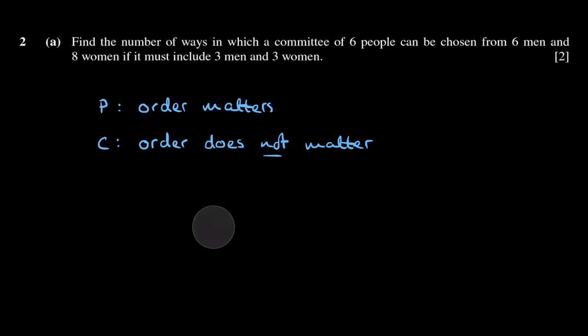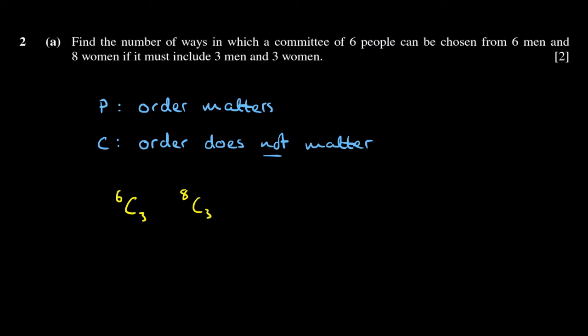Now then, let's try to think how to do this. We want to choose such that we've got 3 men and 3 women. Well, how many ways can we choose 3 men from 6 men? Well, that is going to be 6C3. That's the number of ways we can choose 3 men from 6 men. Then how many ways can we choose 3 women from 8 women? Well, that is going to be 8C3.